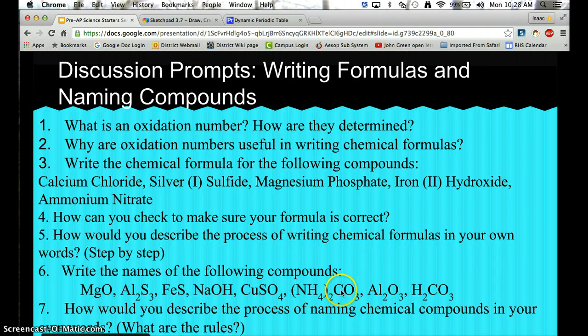This one here you have 2 polyatomic ions, so this one's really easy. All you got to do is look at the back of your periodic table. This one is called ammonium. This one is called carbonate. So this is called ammonium carbonate.